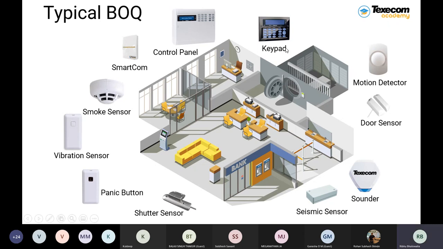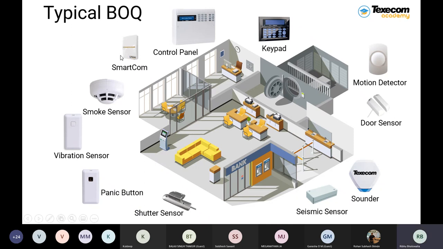Keypad. A keypad is a display unit. Sometimes we have a control panel in the server area and the keypads are at the entry and exit points. If you ever visit any Axis Bank branch, once you enter the bank, you can very much see the Texecom keypad over there. Generally the keypads are provided at the entry and exit points or sometimes in the manager cabin room. It all depends upon the requirement.